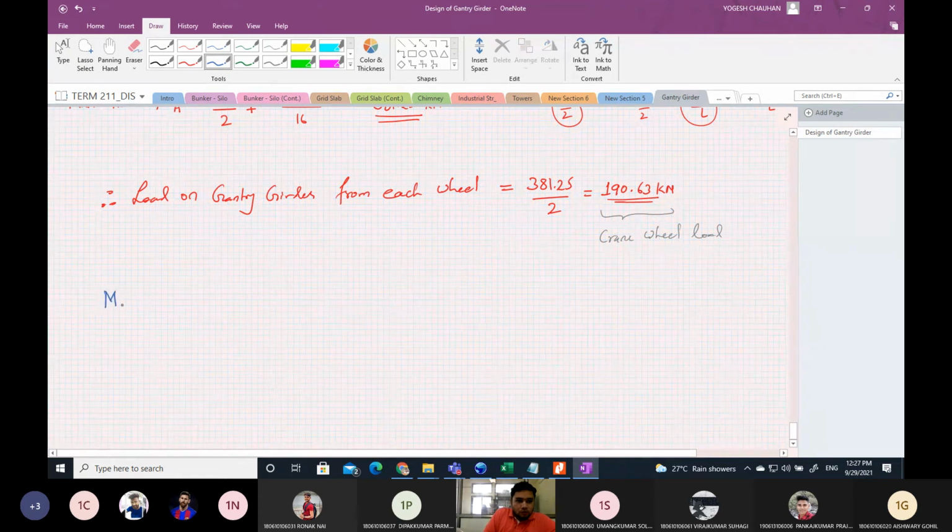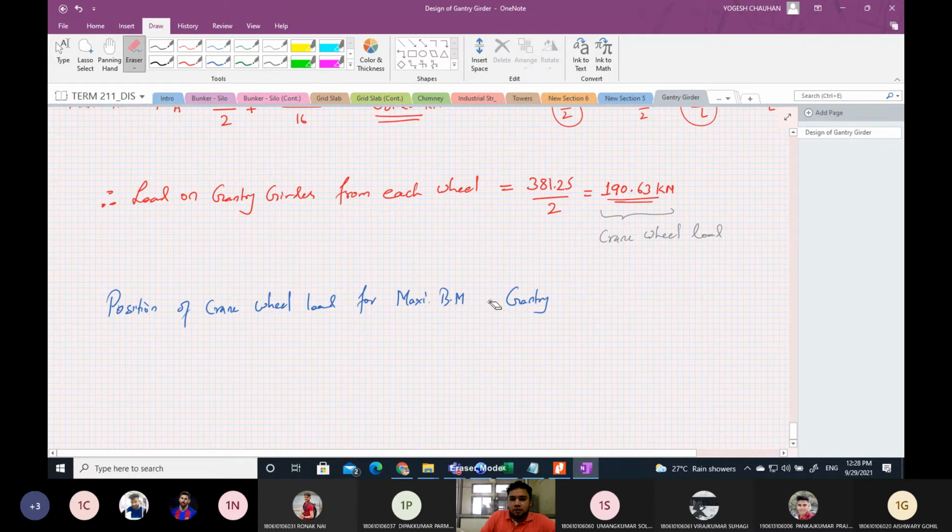So, maximum bending moment: the position of the train wheel load for maximum bending moment on the gantry girder. Bending moment in gantry girder.